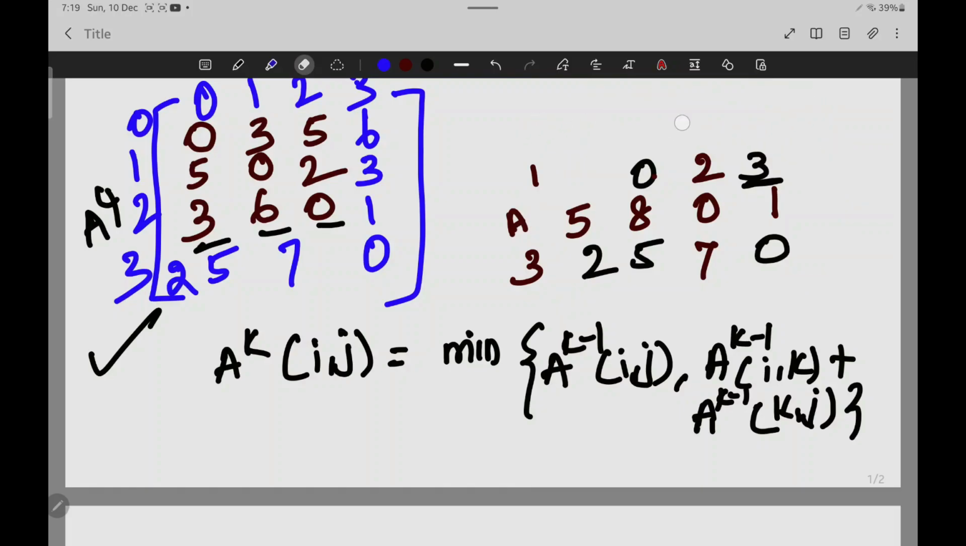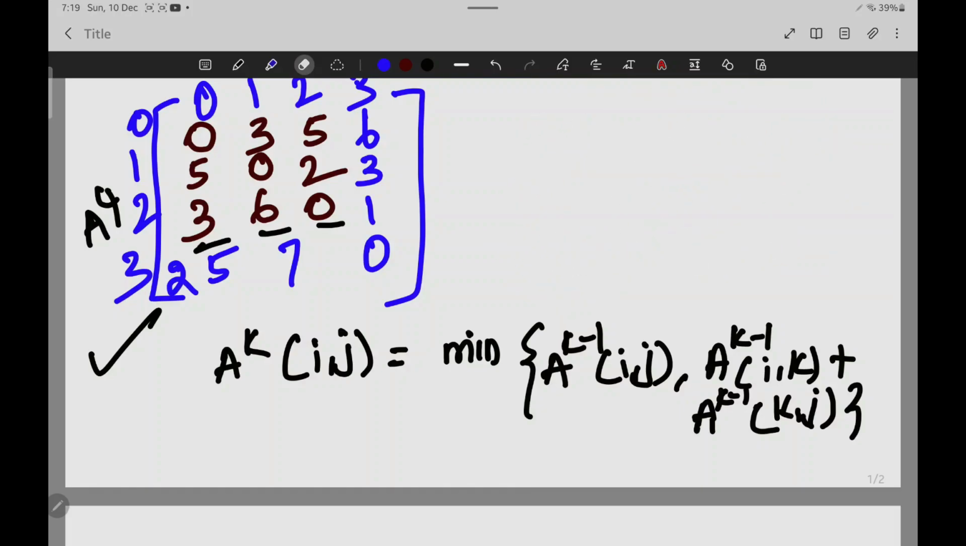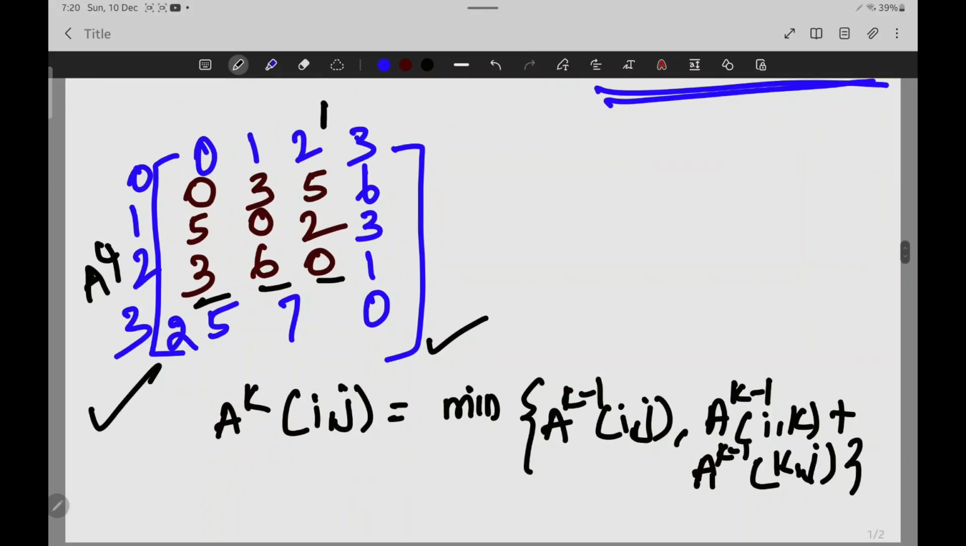So now this is the final matrix. This is the final matrix and this is the shortest path, all pair shortest path. So this is the answer for all pair shortest path.